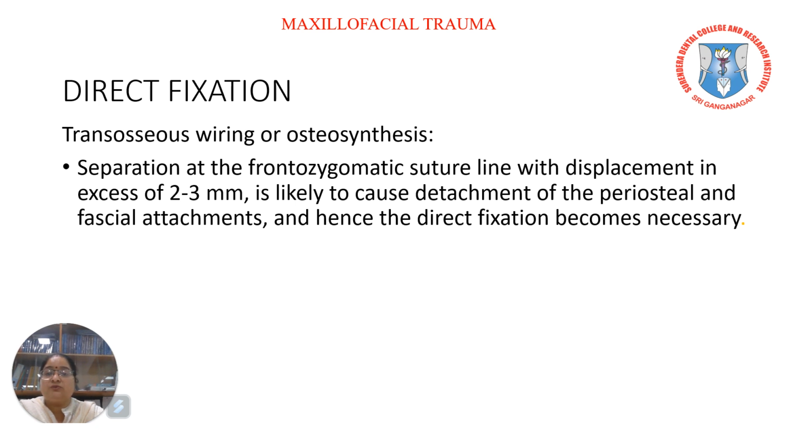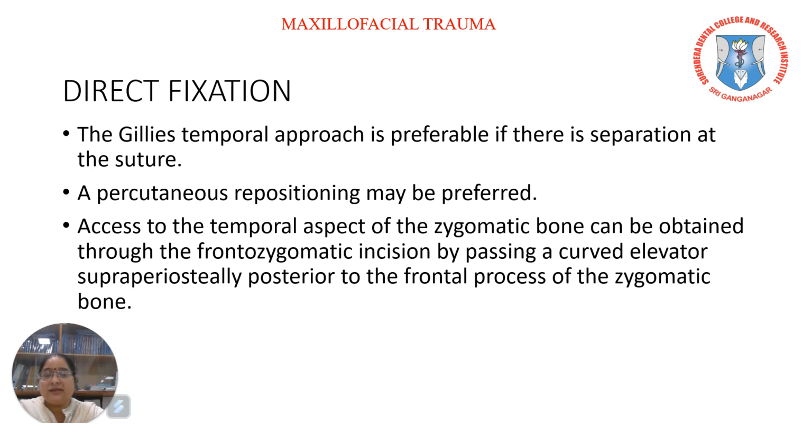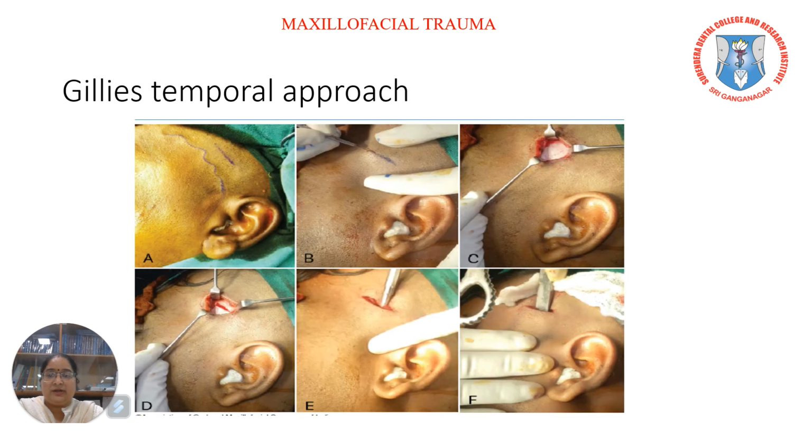Direct fixation, transosseous wiring or osteosynthesis. Separation at the frontozygomatic suture line with displacement in excess of 2 to 3 mm is likely to cause detachment of periosteal or facial attachment, so direct fixation becomes necessary. The Gillies temporal approach is preferable if there is separation at the suture, or percutaneous repositioning may be preferred. Access to the temporal axis of the zygomatic bone can be obtained through a frontozygomatic incision by passing a curved elevator supraperiosteally posterior to the frontal process of the zygomatic bone.